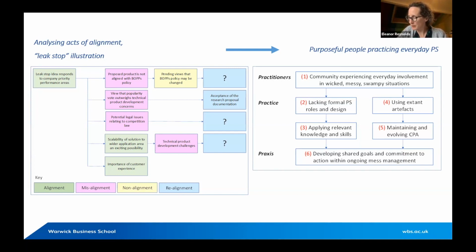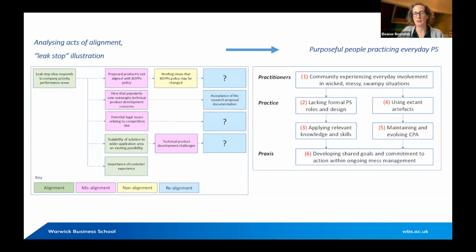So this idea about alignment gave, I suppose, a final piece to the jigsaw about my ideas about how everyday problem structuring could be perceived as a practice. So we have a community of people experiencing everyday involvement in wicked, messy, swampy problems within this organisation. Their practice lacks formal problem structuring roles and design, but it's clear within the data that they were applying relevant knowledge and skills. It's clear that they were using extant artifacts alongside that relevant knowledge and skill.